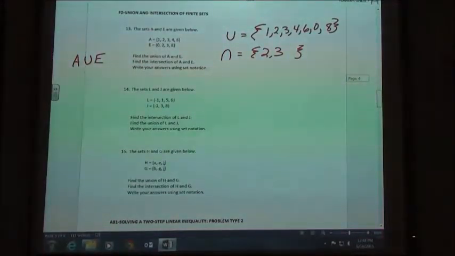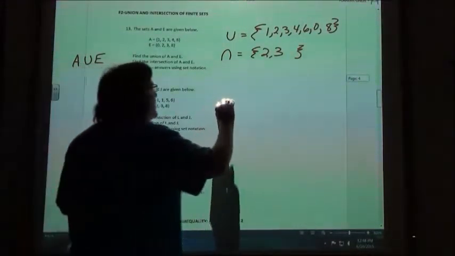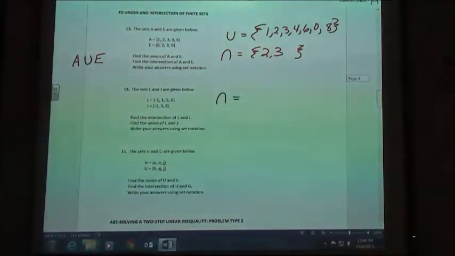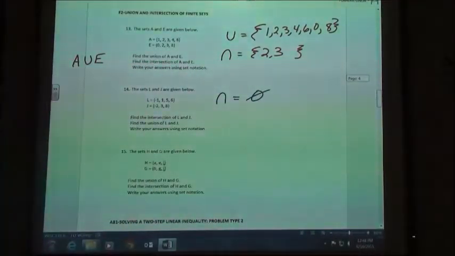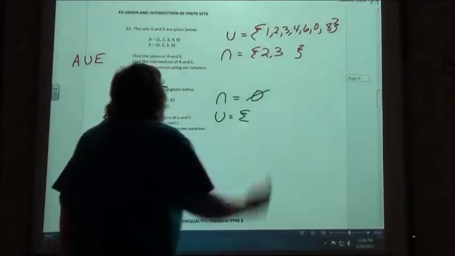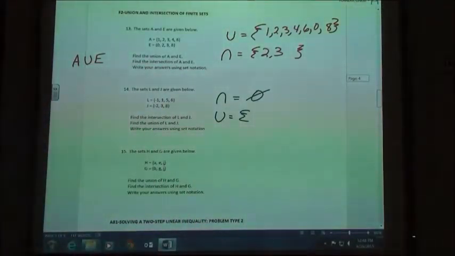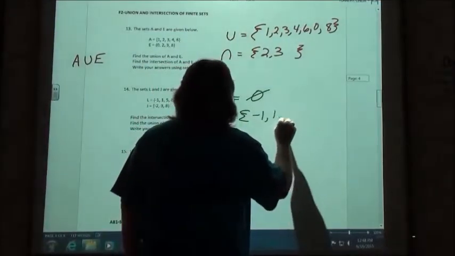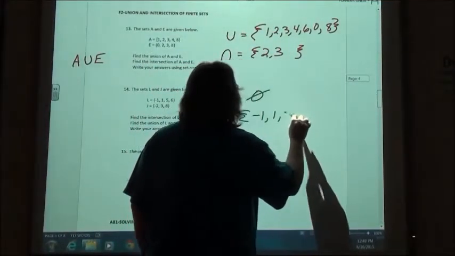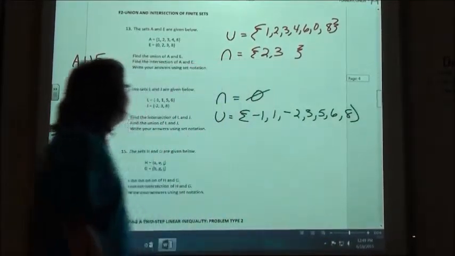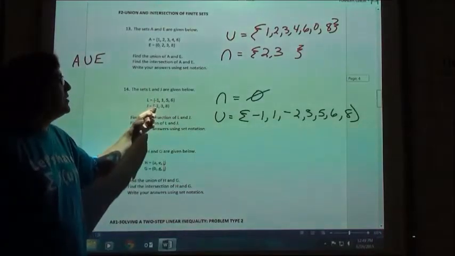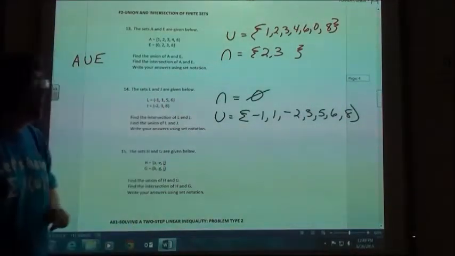So number 14, they first want you to do the intersection of L and J. They like to switch them around to see if you're reading. What is the intersection of those two sets? Nothing, the empty set. And what is the union of those sets? See if I got all those things you said. Well, put them all down anyway. So, got -1, 1. I jumped to the -2, 3, 5, 6, and 8. I got them all.